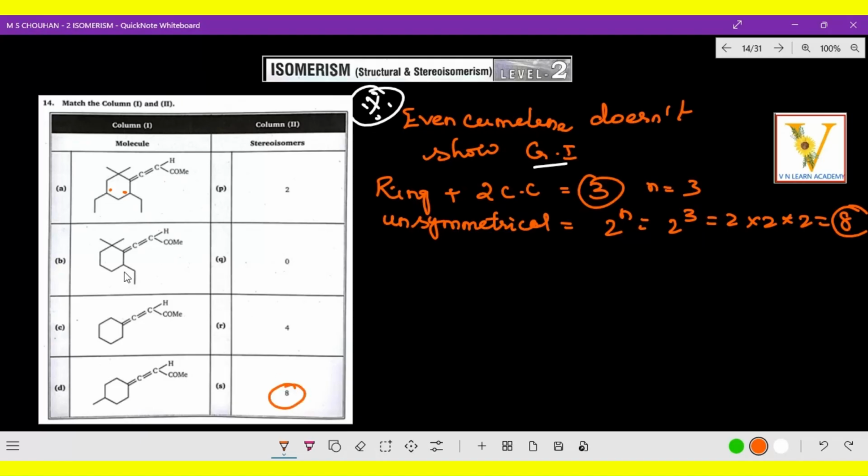So this is 8. So 8 isomers are possible, right?